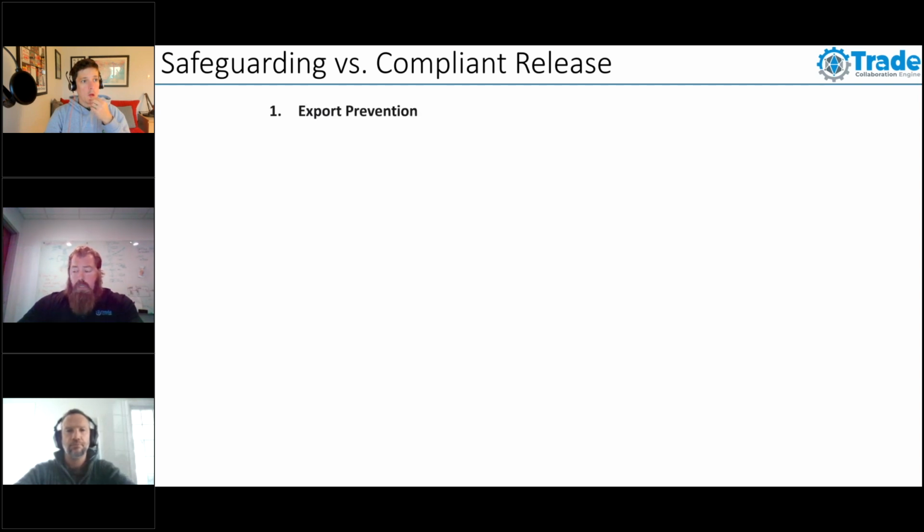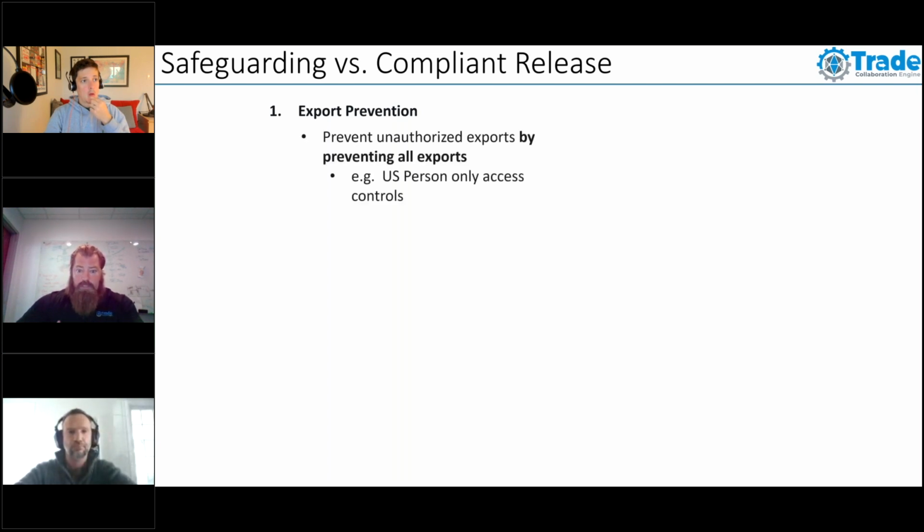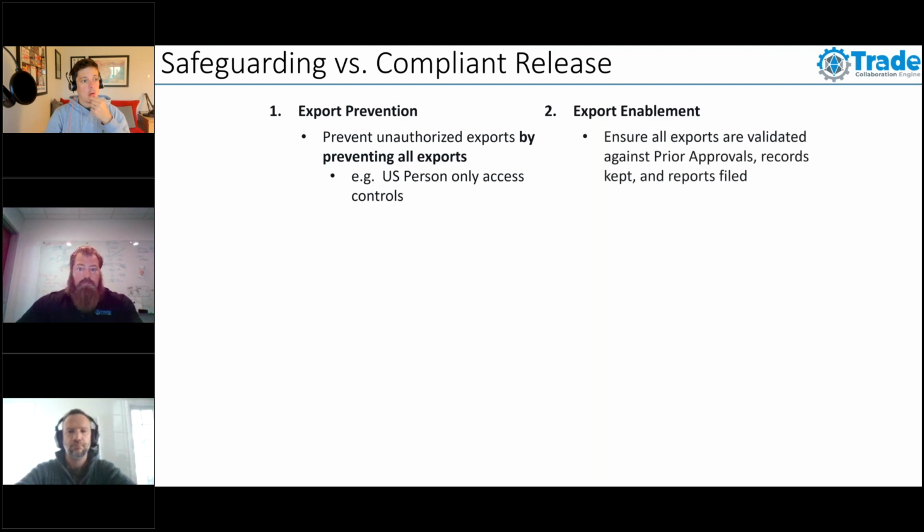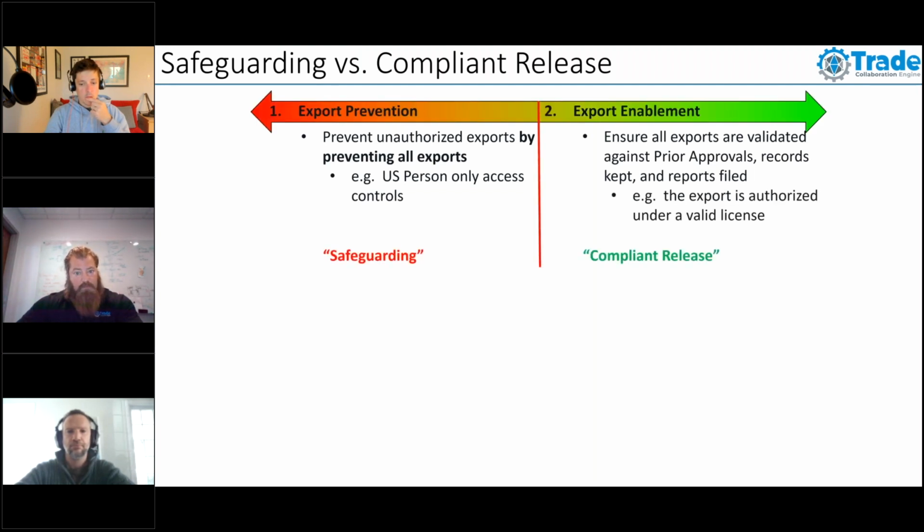Now, if you look at export compliance, there are two approaches, right? The first approach is export compliance through export prevention. You prevent unauthorized exports by preventing all exports. So, for example, we lock this data down to US person-only access, right? The second approach is export enablement. We ensure that all exports are validated against prior approvals, records are kept, and reports are filed. So, for example, the export's authorized under a valid license. From the ECI perspective, this is the difference between safeguarding and compliant release.